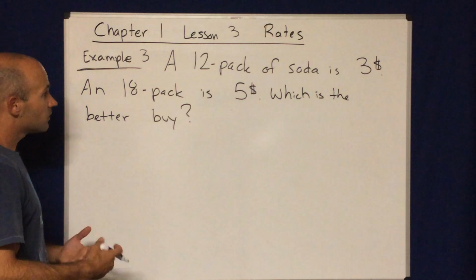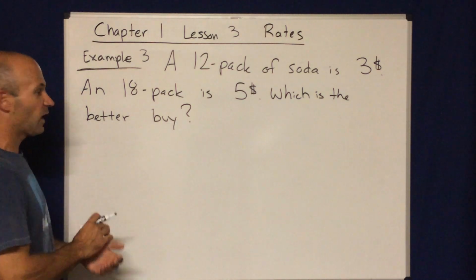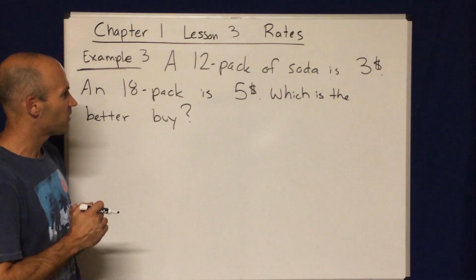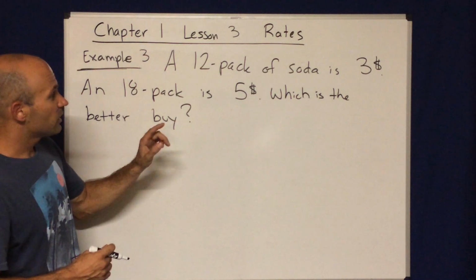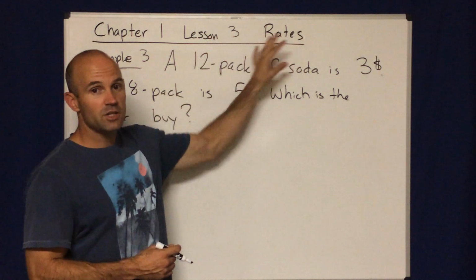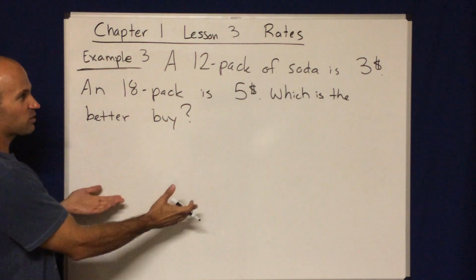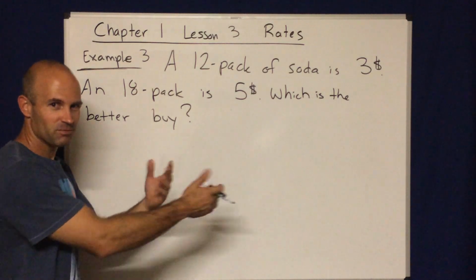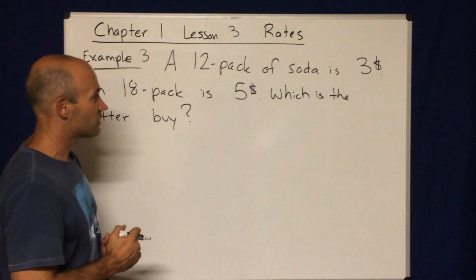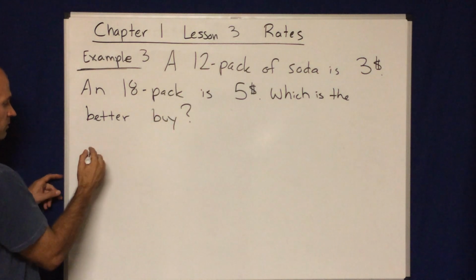So to determine this, to solve this problem and figure out which is the better buy, how should we spend our money on this soda, what we're going to do is find a unit price for each of the 2 options. So I'll do option 1 first, and after I do option 1, that's one of those great times to pause the video and try to figure out what's going on with option 2. Let's start with option 1.